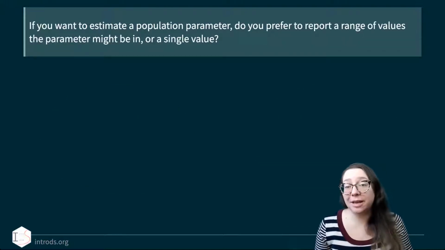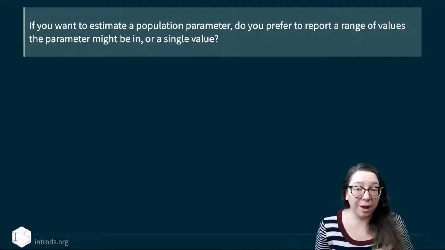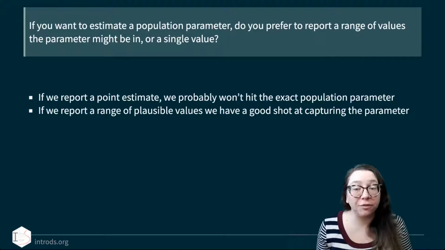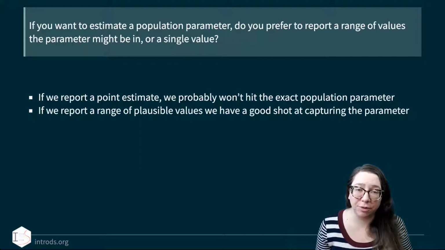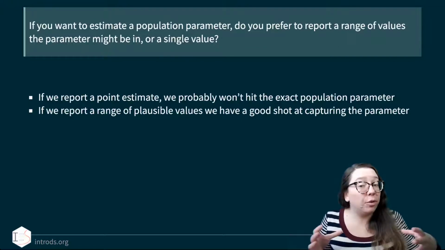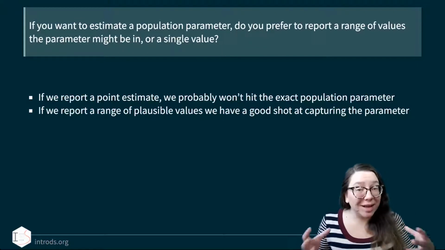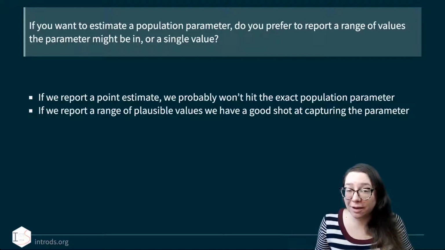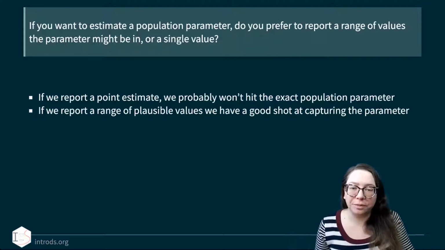Well, if you want to estimate a population parameter, do you prefer to report a range of values the parameter might be in, or a single value? This is similar to this fish and spear and net analogy. If we report a single point estimate, we probably won't hit the exact population parameter. So that 43.10 or negative 43.10 for our slope is probably not exactly our population parameter. If we report a range of plausible values, we have a good shot at capturing the parameter. So if I were to say negative 43.10 for the slope, give or take something, I'm going to have a better shot of capturing that parameter.